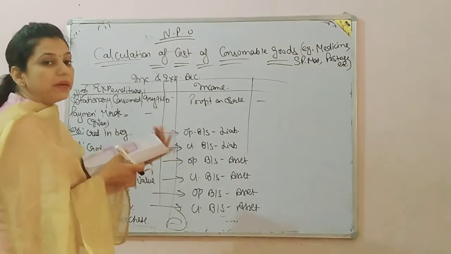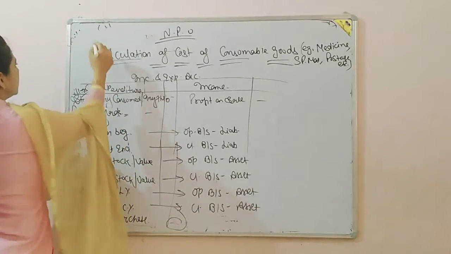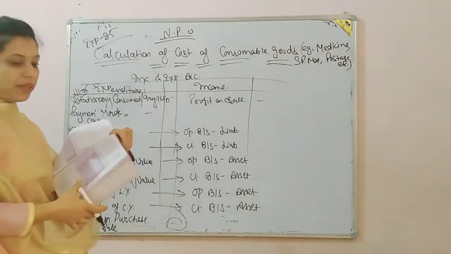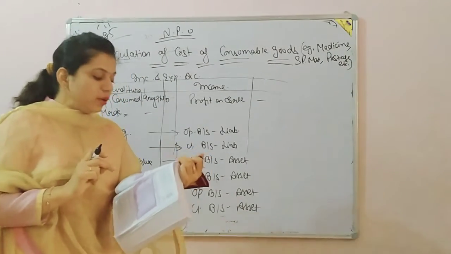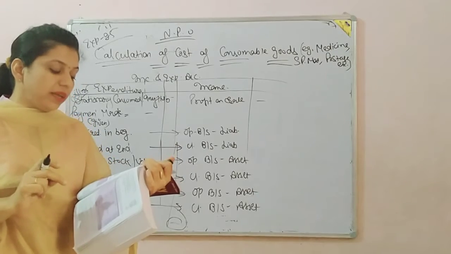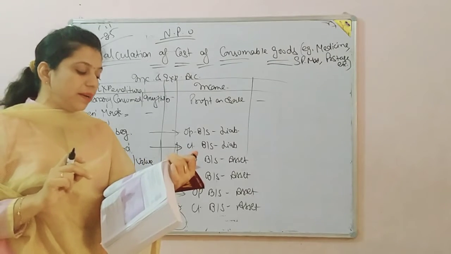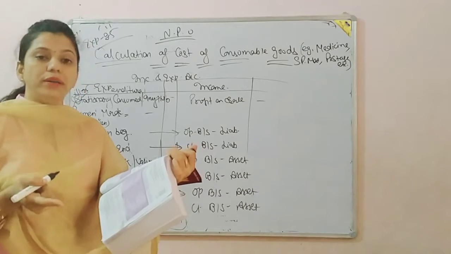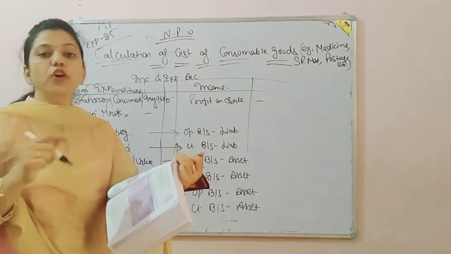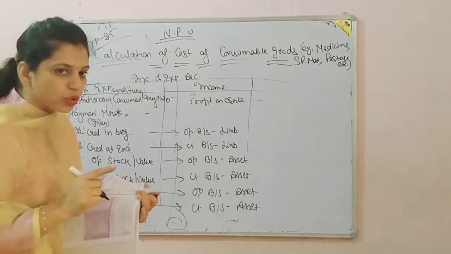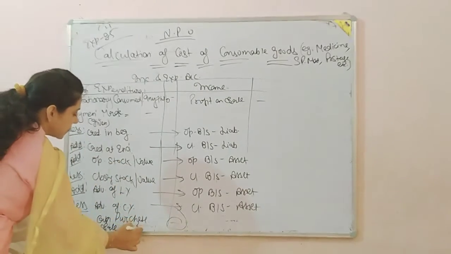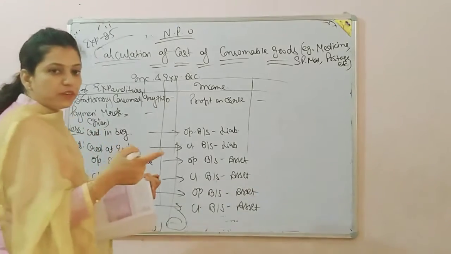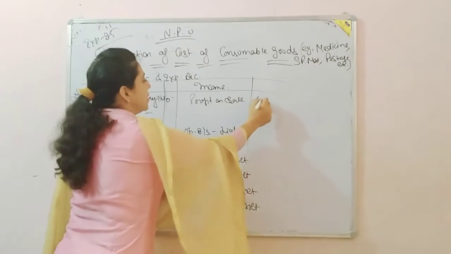In example number 25 in DK Goyal, calculate the amount of sports material to be transferred to the income and expenditure account. Sports material costing 50,000 was sold for 56,000. We have the sold value, so it should be less. And there is a profit of 6,000, which should be shown on the income side.